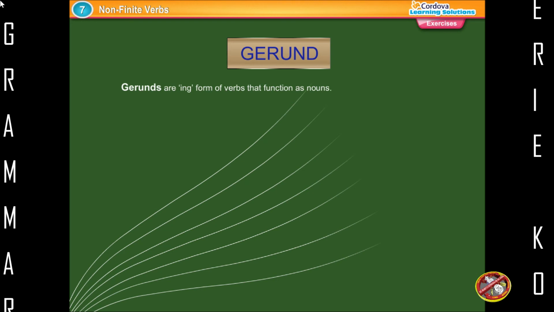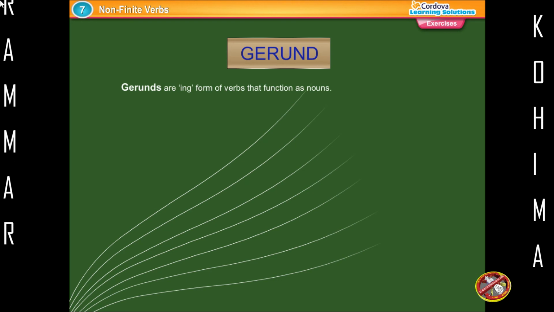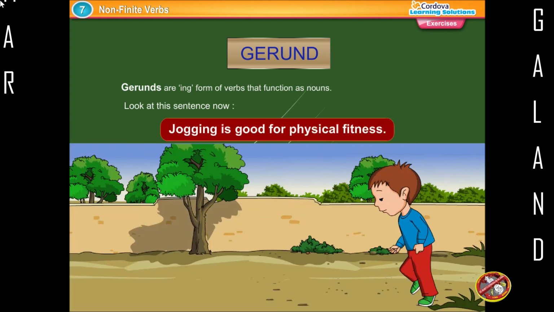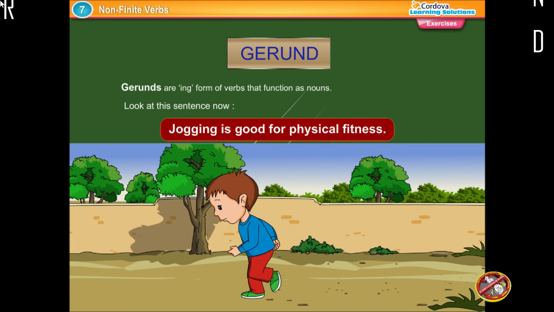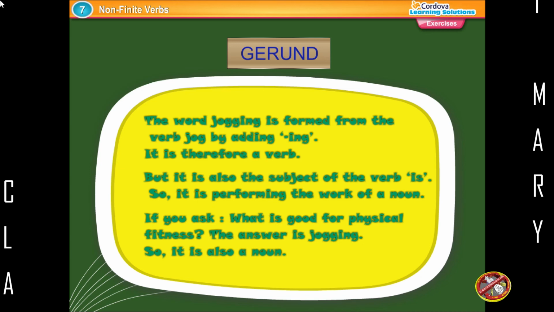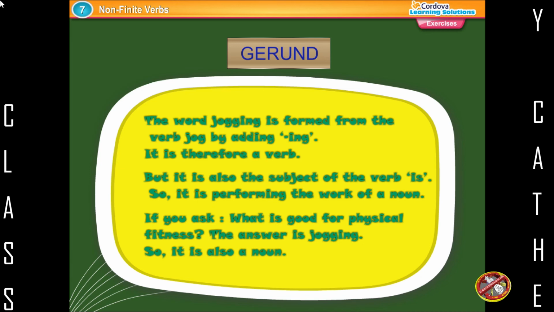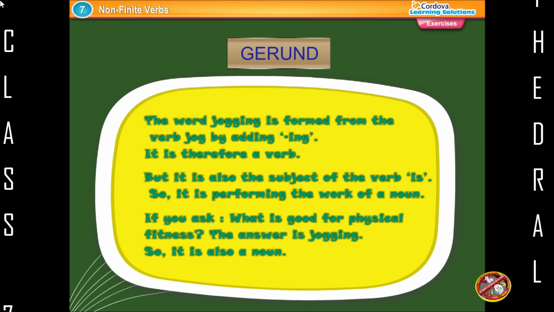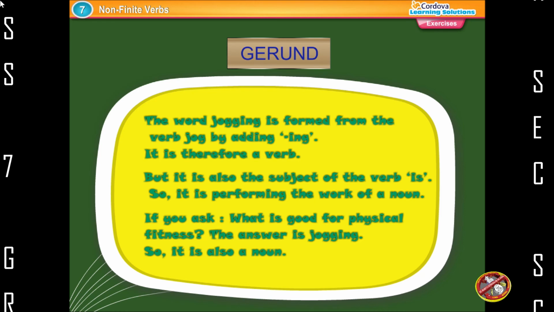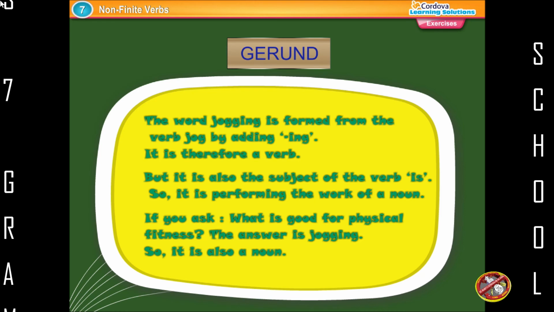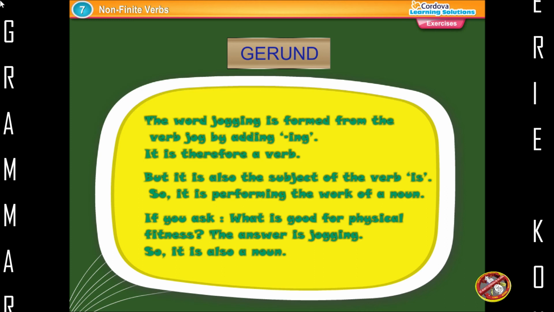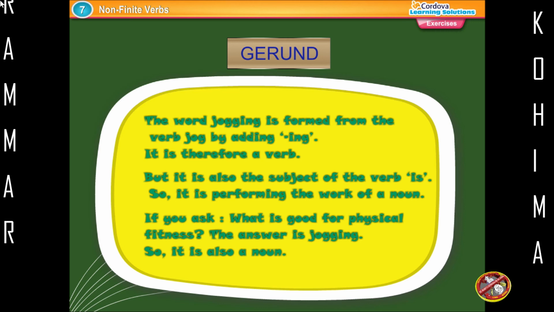Gerund. Gerunds are ing forms of verbs that function as nouns. Look at this sentence now. Jogging is good for physical fitness. The word jogging is formed from the verb jog by adding ing. It is therefore a verb, but it is also the subject of the verb is. So, it is performing the work of a noun. If you ask, what is good for physical fitness? The answer is jogging, so it is also a noun.